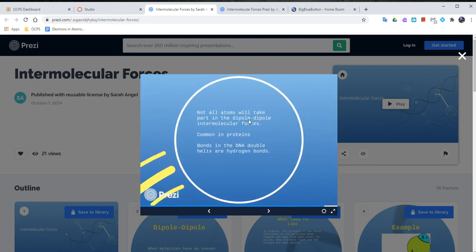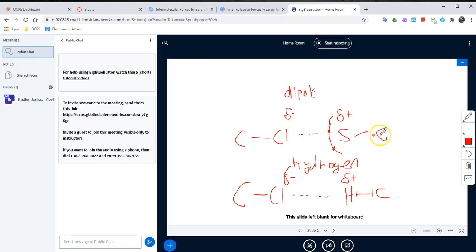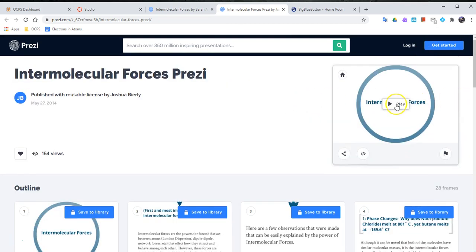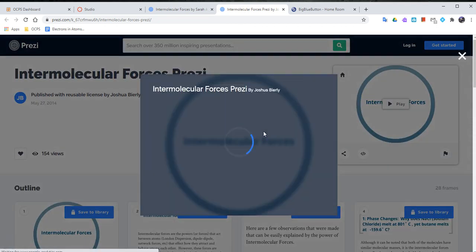All molecules will take part with London dispersion because all will have mass. Not all will take part in dipole-dipole. Those will only be the polar. And then, again, if it has hydrogen bonding, so if it has unequal bonding with hydrogen, it's also going to be an important factor for its viscosity there. Okay. Now this one goes a little bit more in depth, and so we're going to go ahead and start this one right here. Okay.